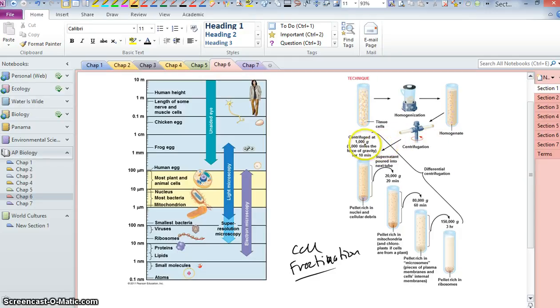So you do it at a relatively slow speed at first, and that gets rid of relatively large materials. Then you take that liquid off, spin it again at a higher speed, and you can get smaller objects like the mitochondria and chloroplasts. Then you can take that liquid and spin it at an even higher speed, and you can start to get even smaller parts, pieces of membrane, for example. Then you can take the remaining liquid and spin it at an extremely high speed and get the smallest things such as ribosomes.